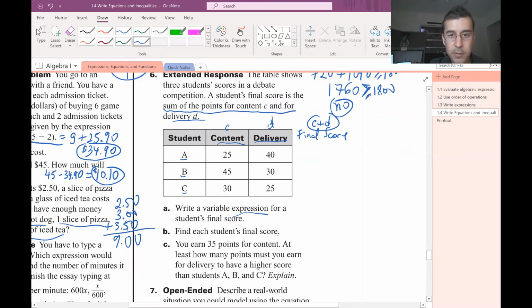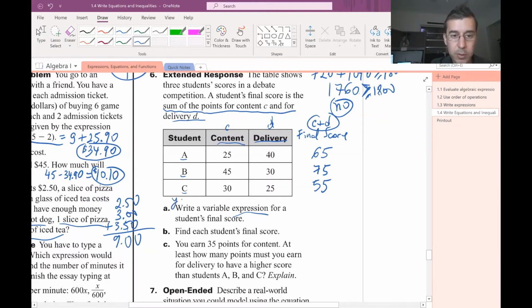Find each student's final score. So C plus D. For A, it would be 25 plus 40, which will be 65. 45 plus 30, 75 for B. And for student C, 30 plus 25, which is 55. That's B.